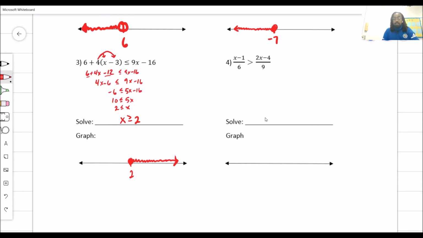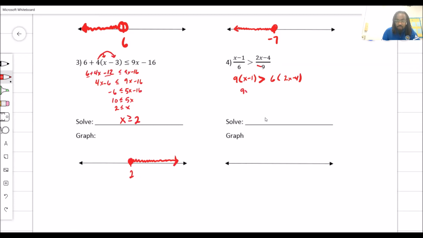All right, number 4. We have x minus 1 over 6 is greater than 2x minus 4 over 9. So I'm going to cross multiply. It's important that I keep my numerators where they are. Multiplying this side by 9. My sign was like this. Multiplying this side by 6. With proportions we cross multiply. It's important to stay organized and keep your numerators on the sides they are, and the inequality sign the same way, unless we're multiplying or dividing by a negative number, which we won't have to do in this case.